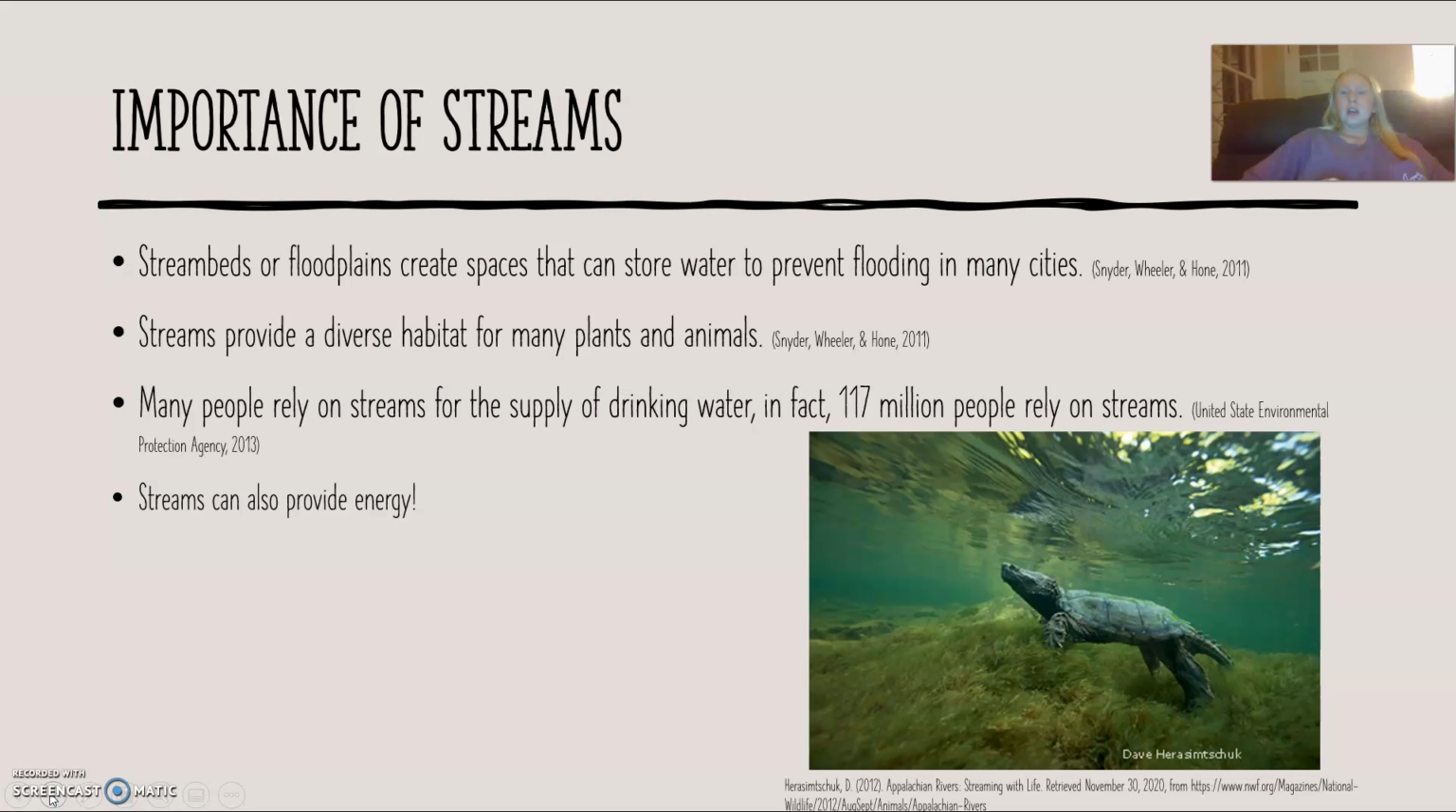Houston's a huge city, super important to the flooding concept, and there's a lot of problems going on in Houston. If you want more information on that, definitely Google Houston and the ways they're preventing flooding with streambeds and floodplains, and you can get a lot of information. Streams provide a diverse habitat for many plants and animals, and down here at the bottom we can see an alligator snapping turtle. Many people rely on streams for the supply of drinking water, and in fact, 117 million people rely on streams. And streams can also provide energy.